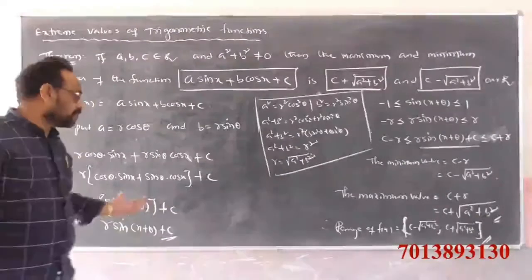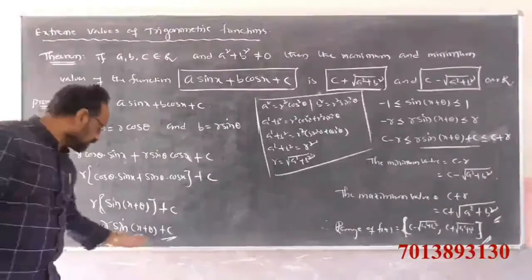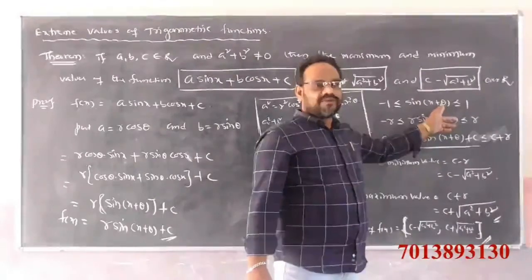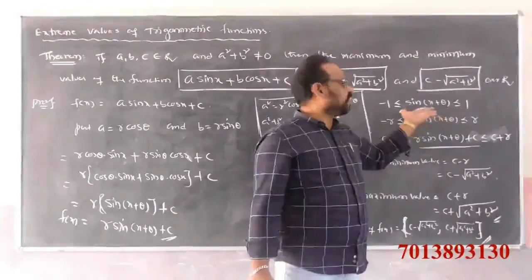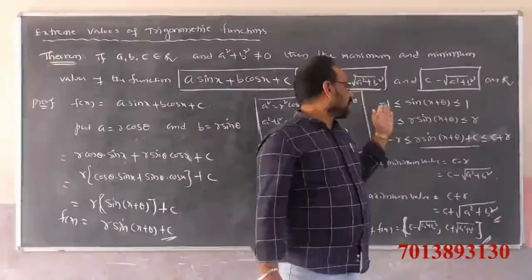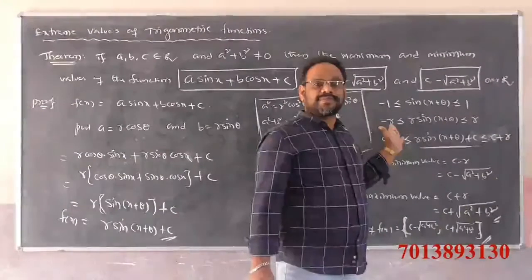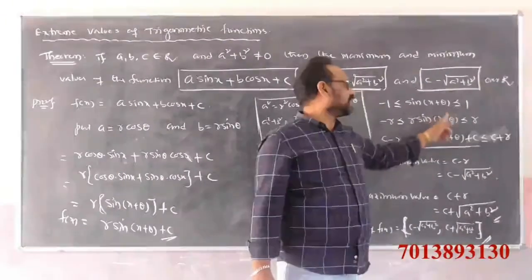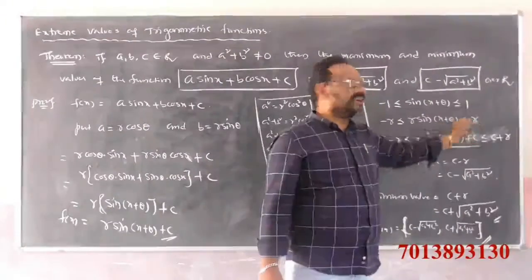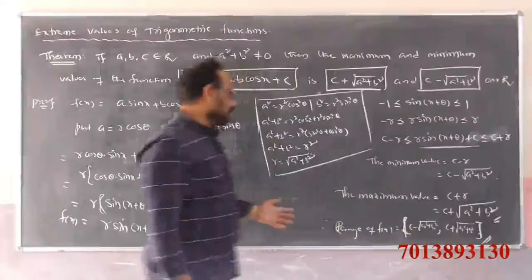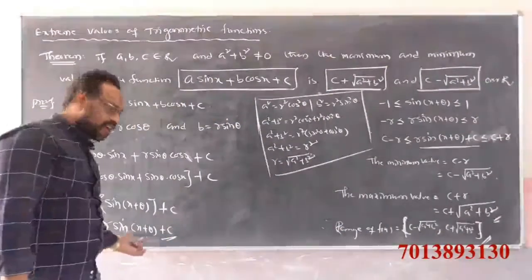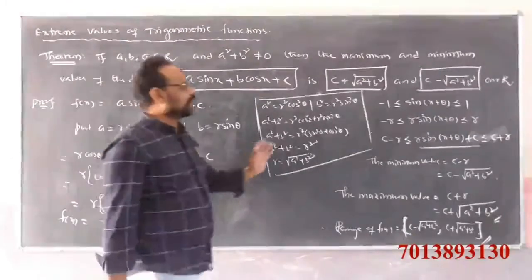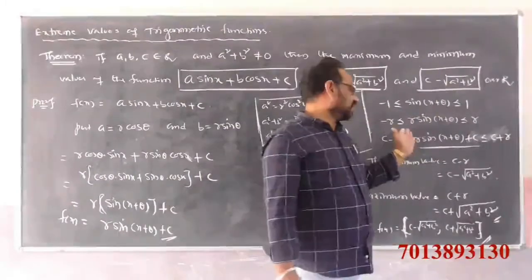So I want to convert this into the framing of this function. Here we get sin of x plus theta, and we don't have r and c. First of all, multiply by r. We get r into minus 1, minus r, less than or equal to r times sin of x plus theta, which is less than or equal to r into 1, which is nothing but r. We also have plus c, so add c throughout in that inequality.